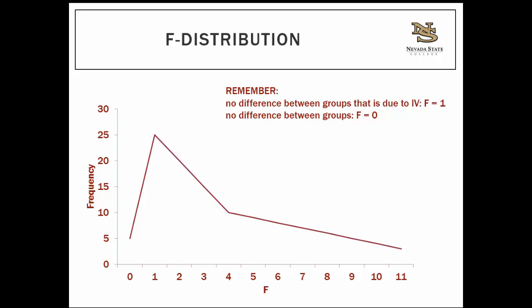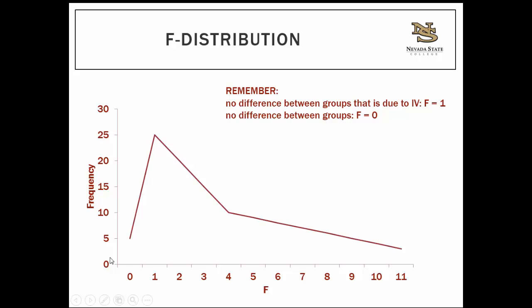Differences are only due to error. We would fail to reject the null and say there is no significant difference. And remember, if there's no difference across the groups, be it due to error or be it due to the independent variable, which is actually a really rare occurrence, then your F statistic would equal 0. And even under the null, that's a very low frequency occurrence.